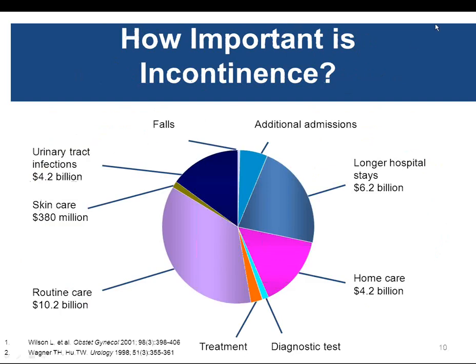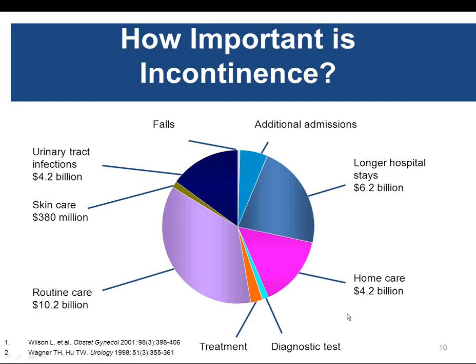And how important is incontinence? Well, it's very important. You can see from this chart here, it accounts for a lot of money to our healthcare dollars. It may be the cost of $4.2 billion that results in urinary tract infections. Skin care is a big one, $380 million. And then home care accounts for $4.2 billion.